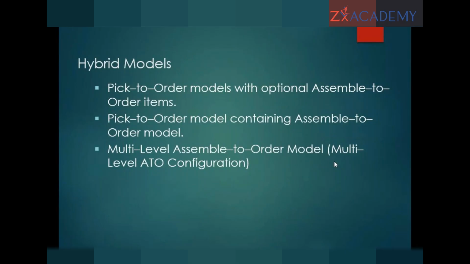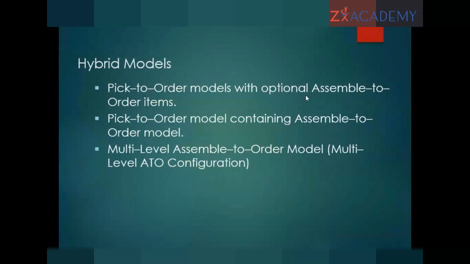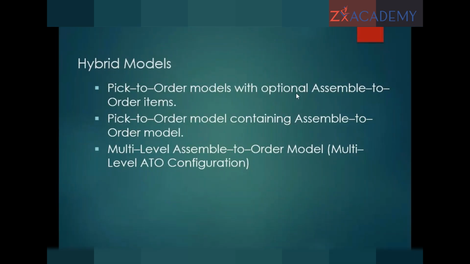Now let's move on to the hybrid models, as I explained. Pick to order models with optional ATO models: PTO with an optional ATO model. Sometimes the laptop will not be mandatory. You can directly configure this and order the hard disk and RAM, memory and all, as a package instead of getting the complete laptop. So that is an optional thing. Whereas a PTO model containing the assemble to order model.